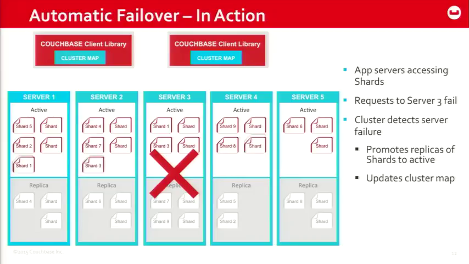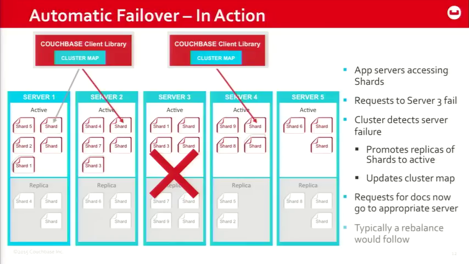The replicas on the other servers are promoted to active, so that now the cluster map on the client SDKs gets updated, and they start talking to the partitions on the other servers. The whole operation is seamless, right? So basically the auto failover happened, and the machine was marked as down.